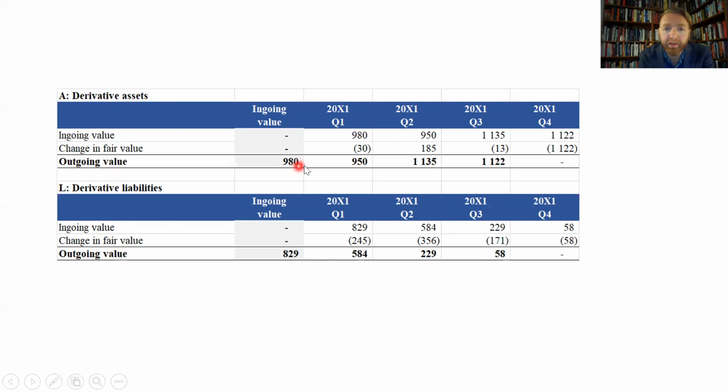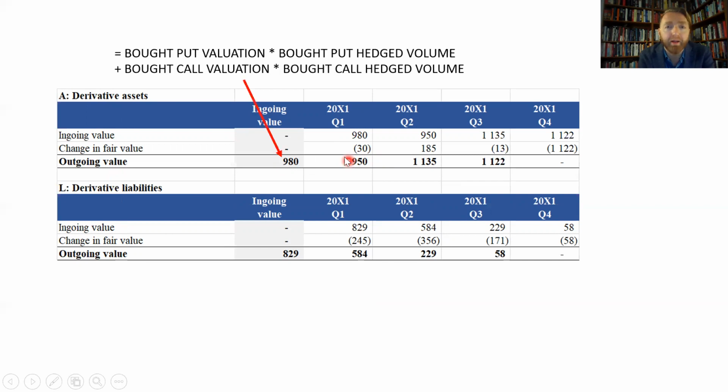So that we model here the fair value of these contracts, which we get by taking the previously modeled value per contract, which is the bought put valuation, times the hedged volume, which is given by your hedge ratio times the production volume. So you connect those two. And if you have bought any call options, those would enter here too, because that's going to be an asset to you as well.